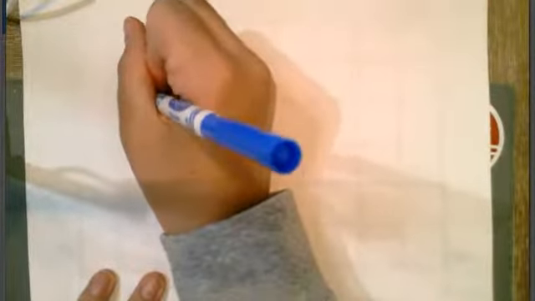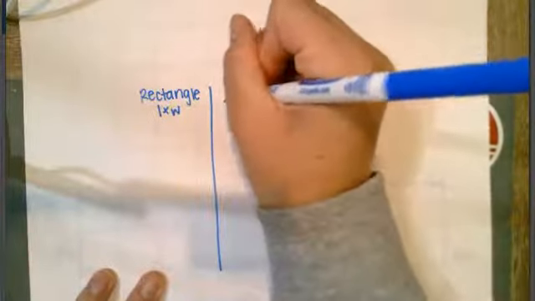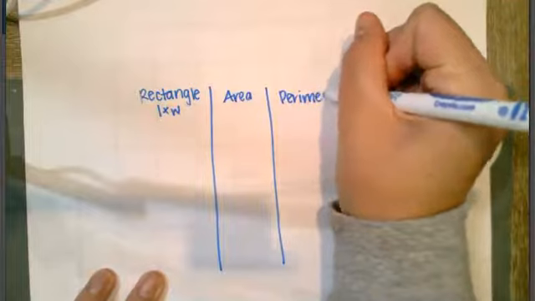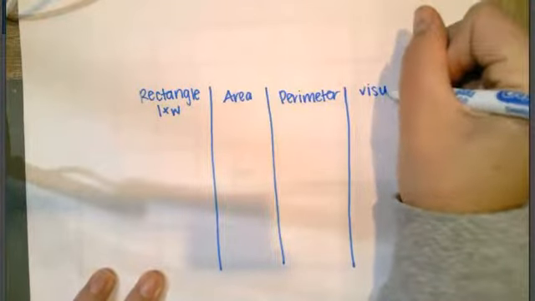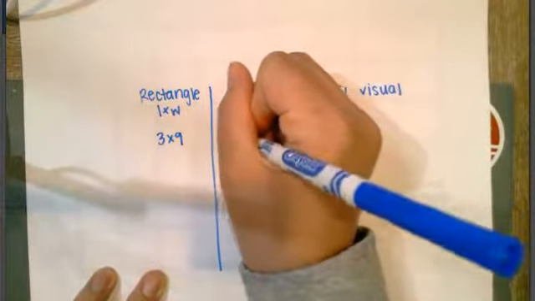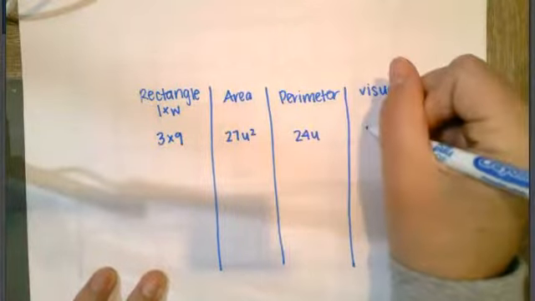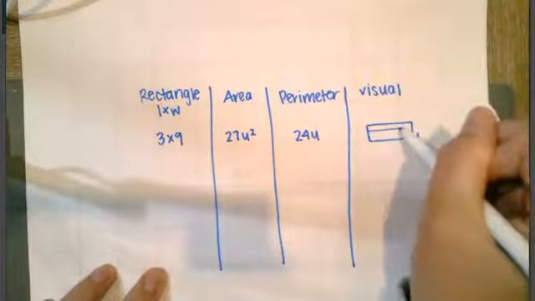Here's how you could record your work. You could label the rectangle's dimensions, and then you can write the area and the perimeter, and then you can even do a rough visual of it. So that, I think I did 3 times 9. Area was 27 units squared, perimeter was 24 units, and then the visual looked like this. And you could even include the lines in here.